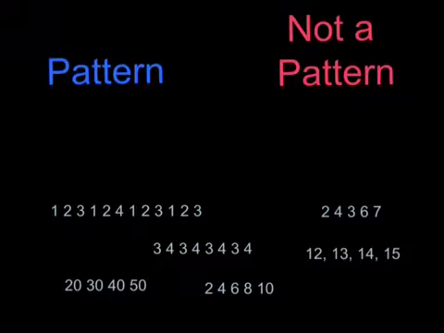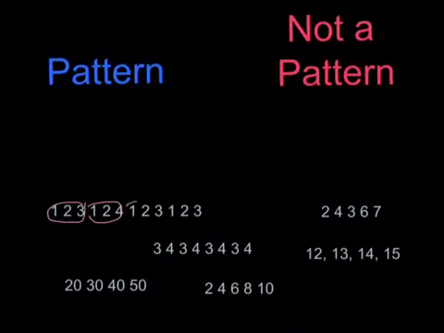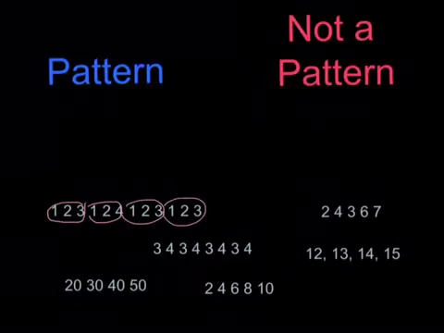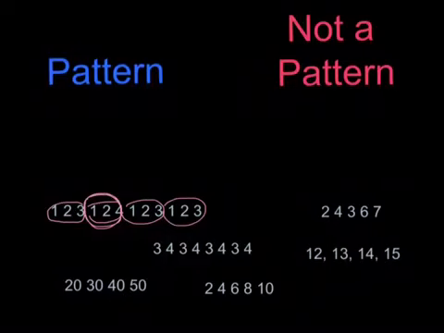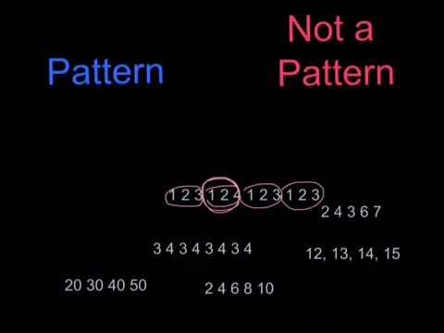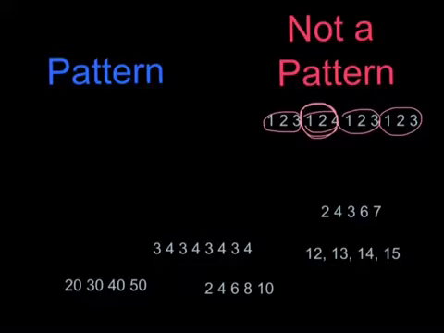I can see there's 1, 2, 3. Then it's 1, 2, 4, then 1, 2, 3, then 1, 2, 3. This bit here makes it not a pattern. So I'll drag it over to this box here. Okay, let's have a look at another one.